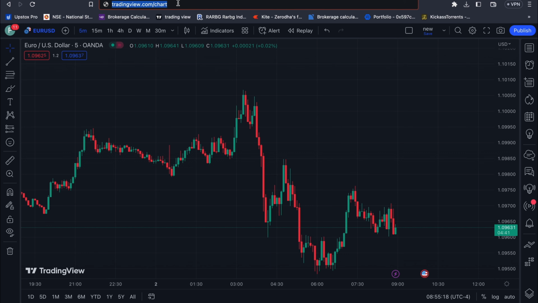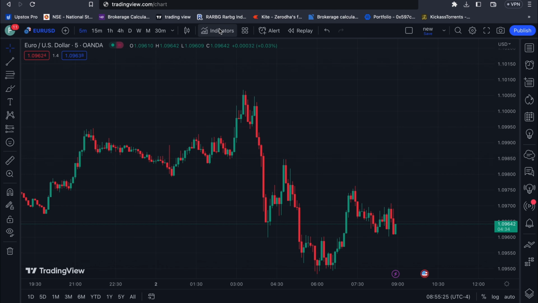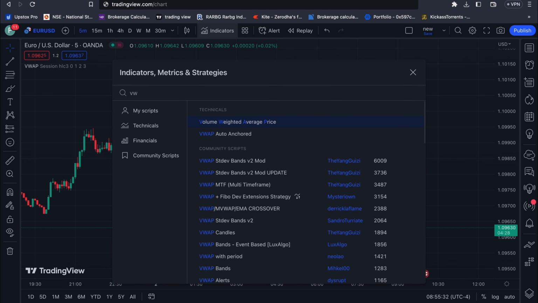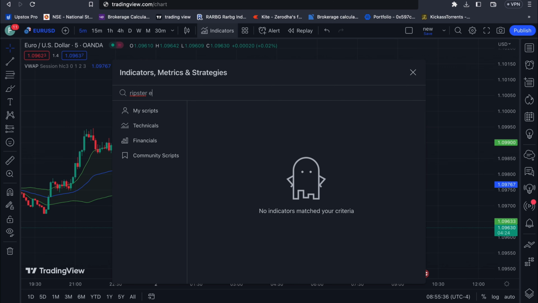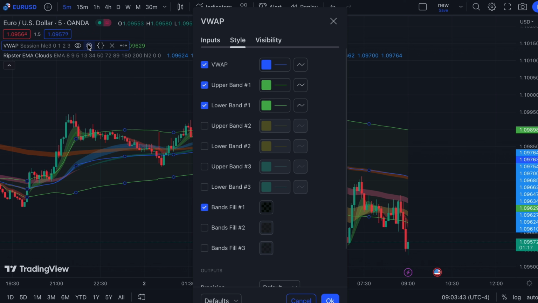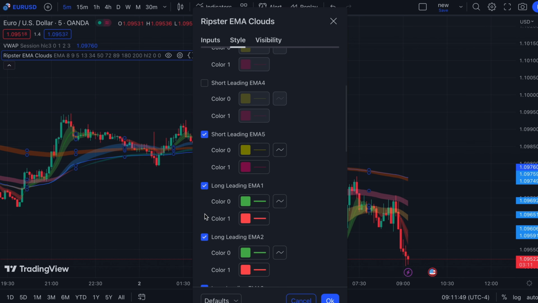So head to TradingView and select the stock, forex pair, or cryptocurrency that you wish to trade. Go to the indicators section and search for 2 specific indicators: the Volume Weighted Average Price, VWAP, and the Ripster EMA Clouds. Once these 2 indicators are successfully applied, access the VWAP settings and disable both the upper and lower bands along with bands fill number 1. Then go to the Ripster EMA Clouds settings and turn off everything except MA2.